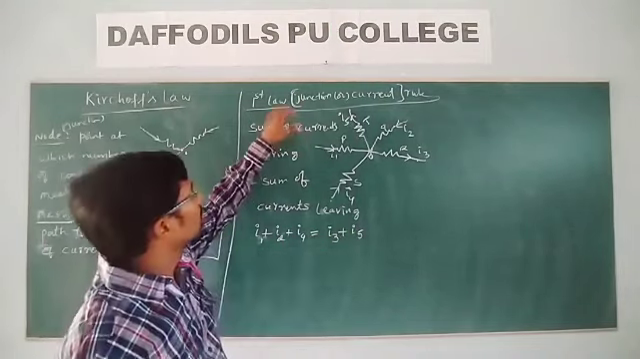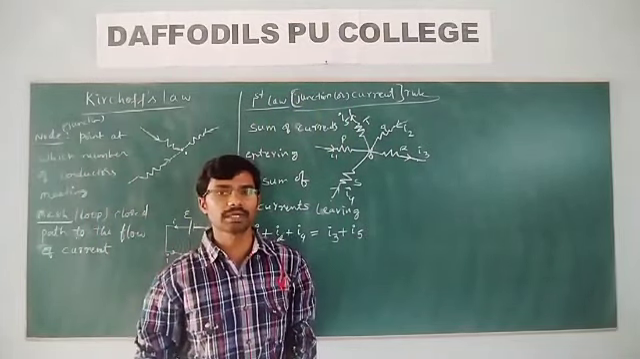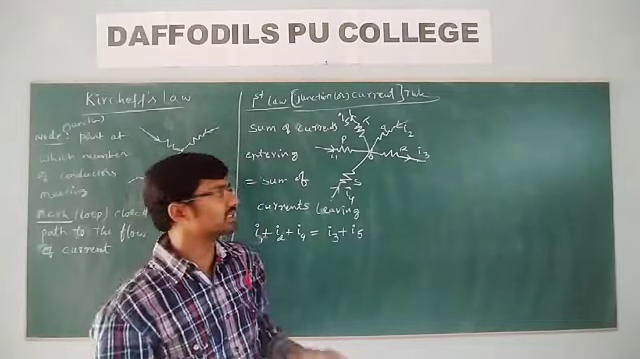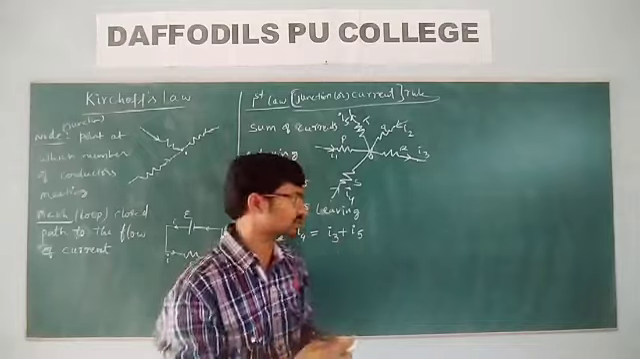Now what is the consequence of this law? How is this law applicable? Here you can see that when a number of charges, like persons, are crossing the junction, you can listen.